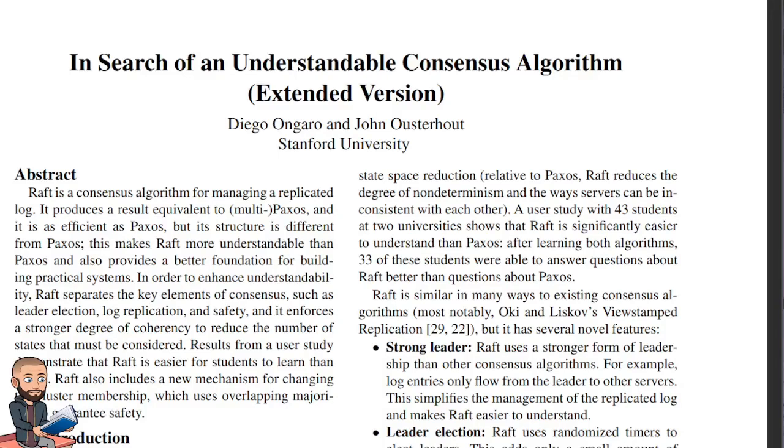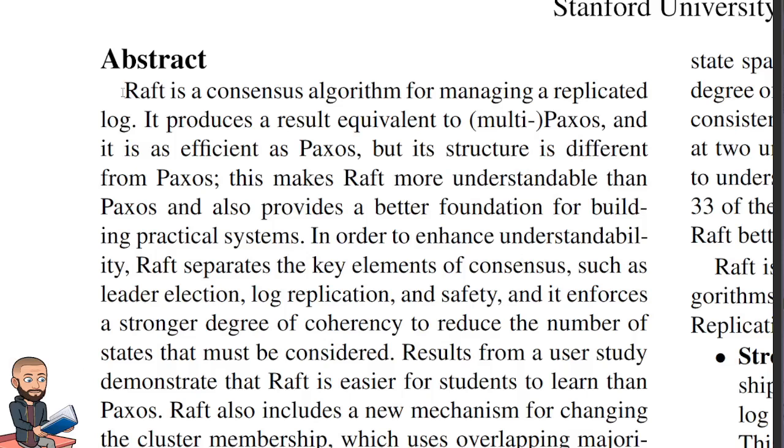So I've been meaning to read this interesting paper called In Search of an Understandable Consensus Algorithm by Diego Ongaro and John Ousterhout. Sorry if I mispronounced that. From Stanford University. We'll start with the abstract.